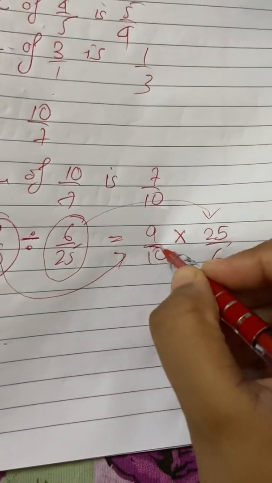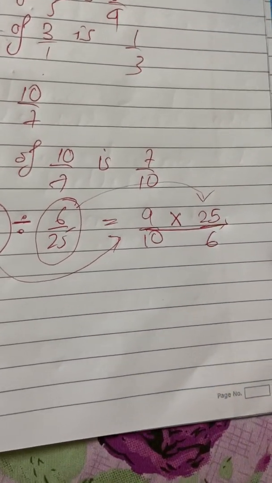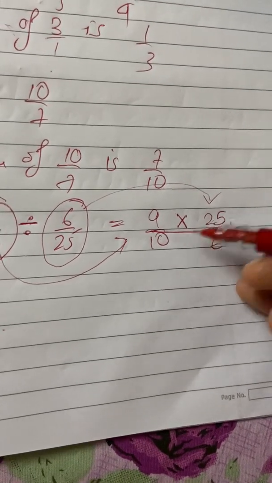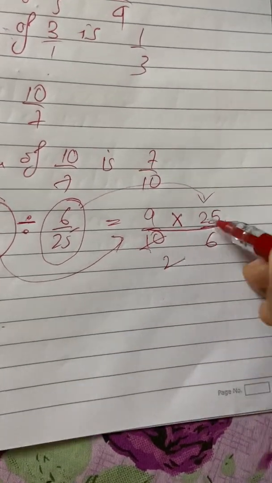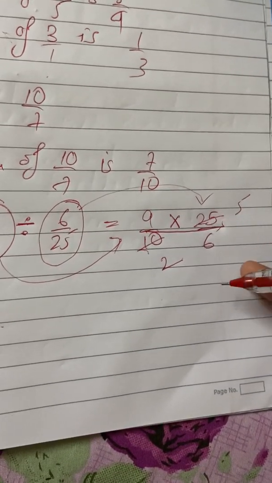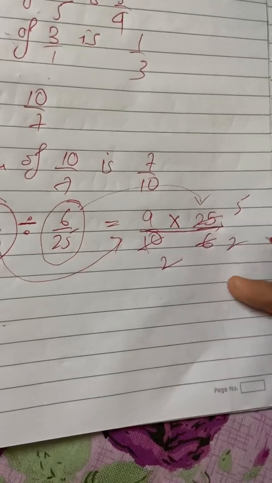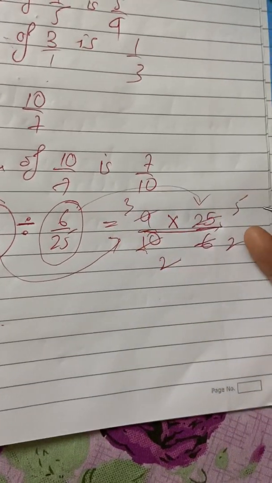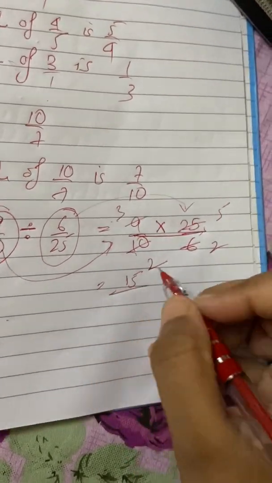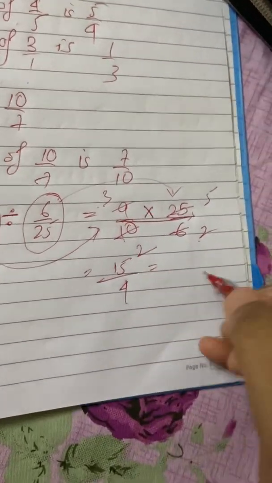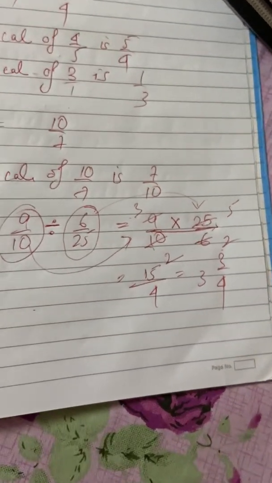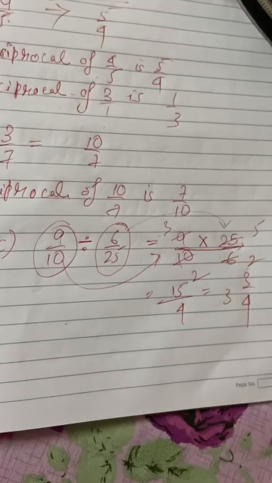Now I can give the sign like this. So cut the number from numerator with the denominator. Both the numbers are divisible by 5. So I'll divide this 2 and this 5. These two numbers are divisible by 3. So upon dividing 6 by 3, I get 2, and 9 divided by 3, 3. Now your answer will be 3 into 5, 15 by 2 into 2, 4. You can write this as a mixed fraction. So this is how you divide two fractional numbers.